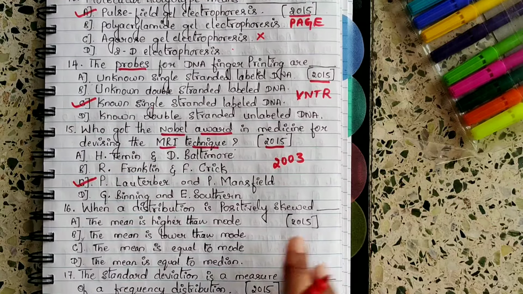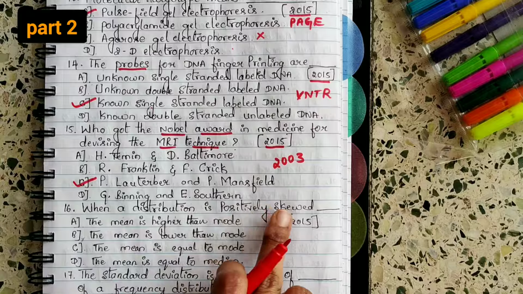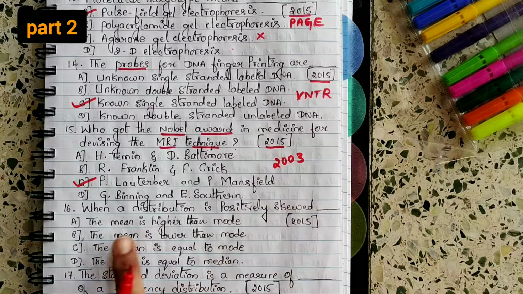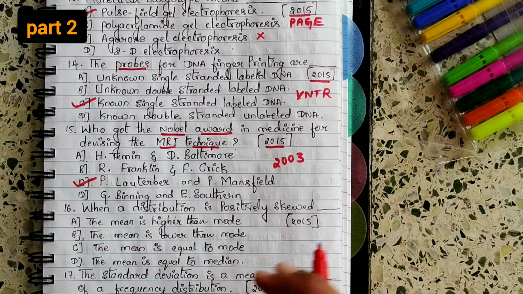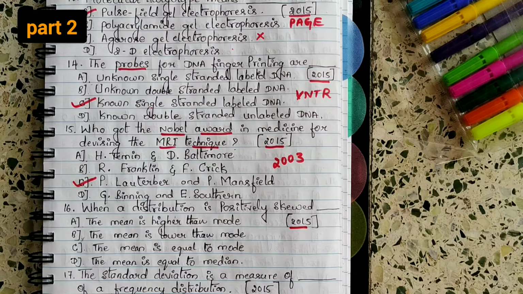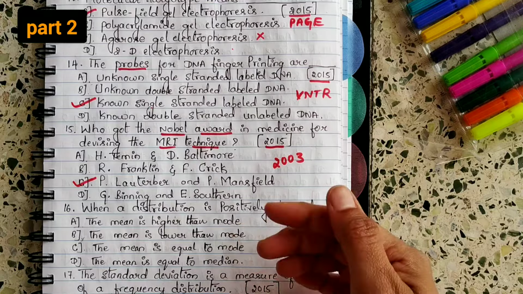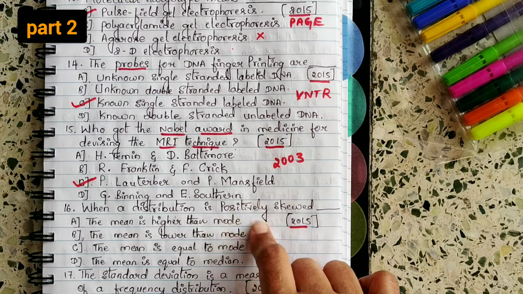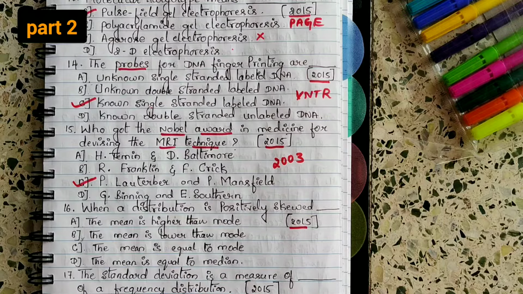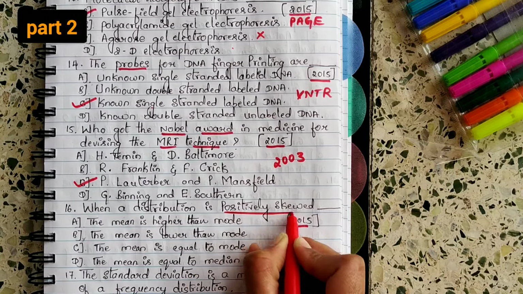The next question is, when a distribution is positively skewed, option A, the mean is higher than the mode. Option B, the mean is lower than the mode. Option C, the mean is equal to the mode. Option D, the mean is equal to the median, which is asked in the year 2015. This comes under statistics. If you have learned that, you will be able to answer this question. And in this case, they are asking about positively skewed.